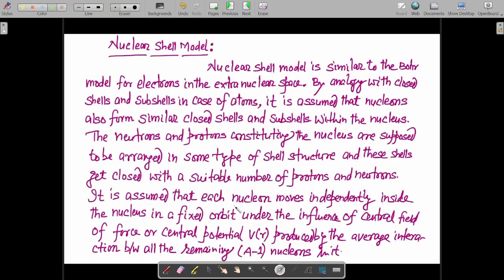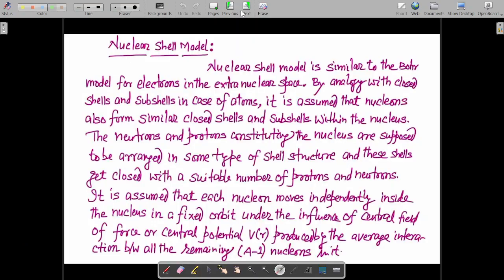So it is assumed that each nucleon moves independently inside the nucleus in a fixed orbit under the influence of a central field of force, that is, the central nuclear force field or central potential on account of nuclear force. Central potential V(r) is produced by the average interaction between all the remaining A-1 nucleons in it.